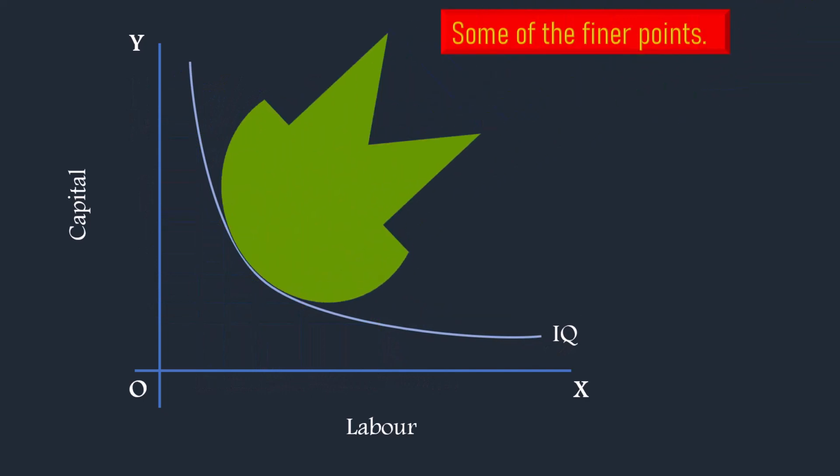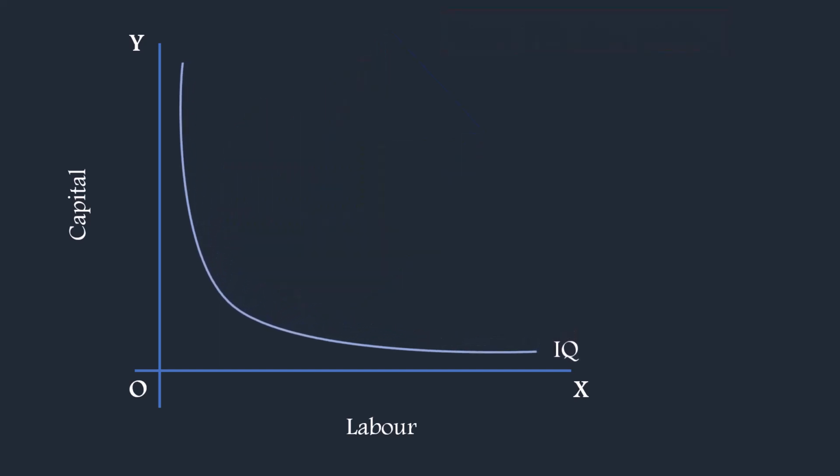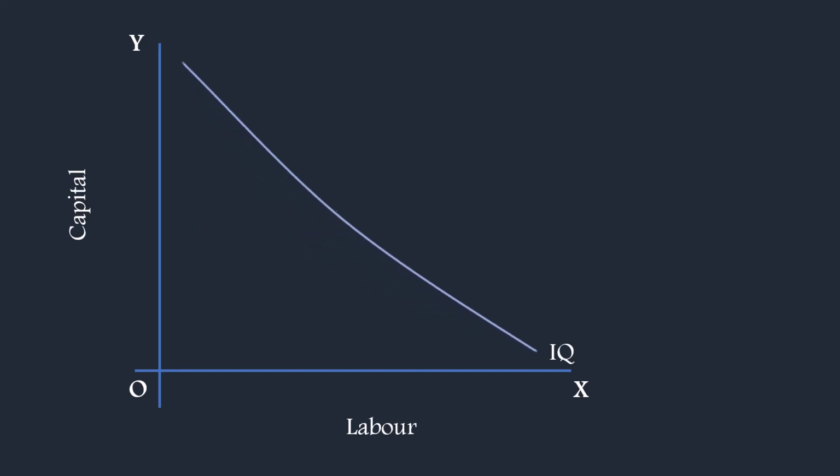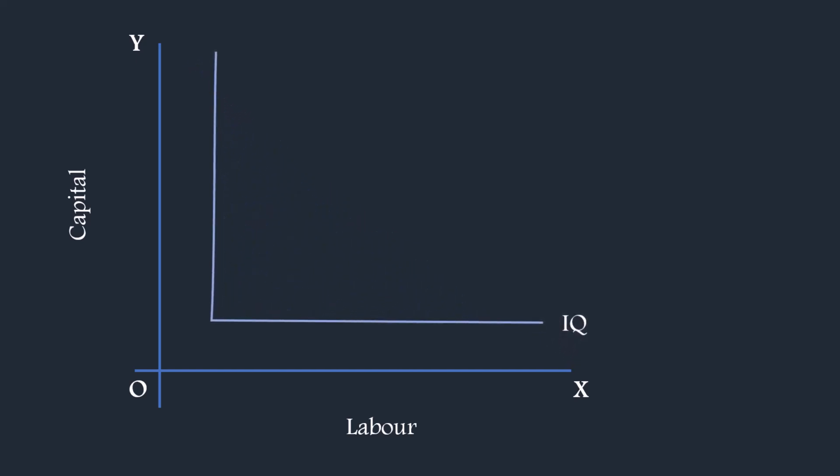1. The prominence of the convexity reflects the nature of substitution between the two factors. The more prominent the convexity, the harder the substitutability. The less prominent the convexity, the easier the substitutability. 2. If the isoquant is a linear straight line, the two factors are perfect substitutes. 3. If the isoquant is right-angled, the two factors are complements.